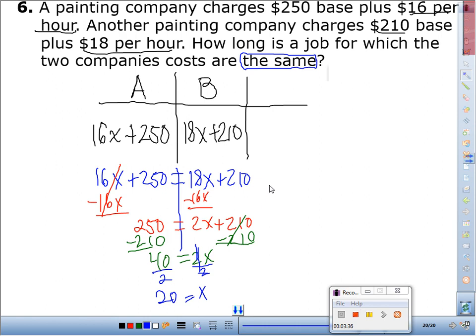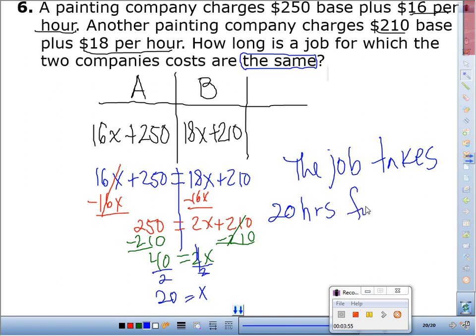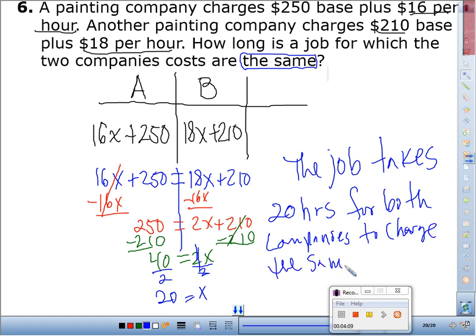But let's answer the question. Remember, we've got to be precise with our answers. It says, how long is a job for which the two companies' costs are the same? So you write, the job takes what? 20 hours for both companies to charge the same, or to cost the same. Thank you.